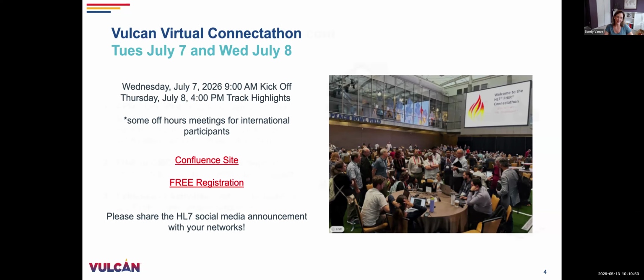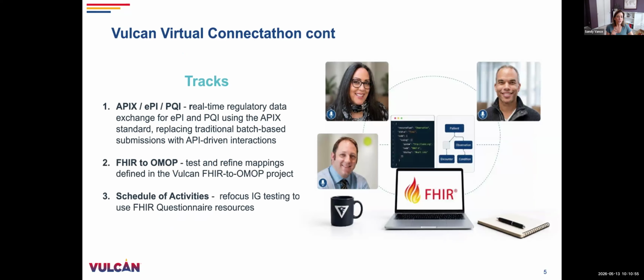Can we go to the next slide, please? There'll be 3 tracks at this Connectathon. Here you'll see our lovely track leads. APIX, EPI, excuse me, and PQI will be led by Craig Anderson, and he's got all of the details of his track, and the kickoff call has been published to the Confluence site track page.